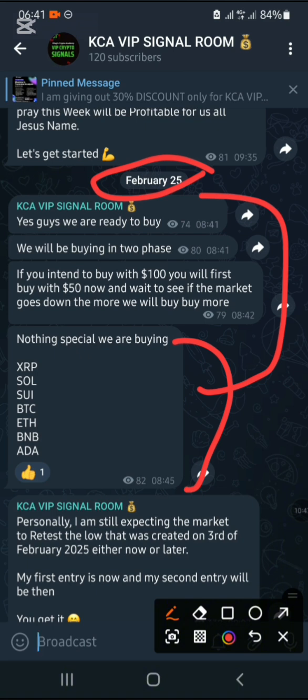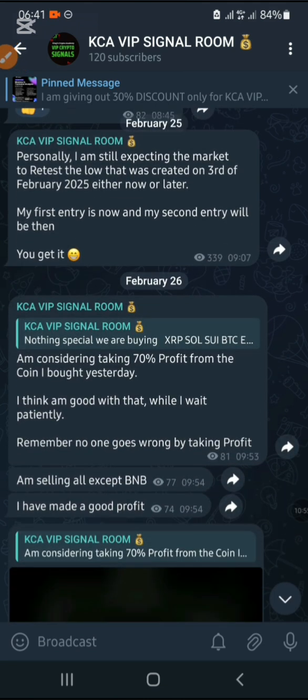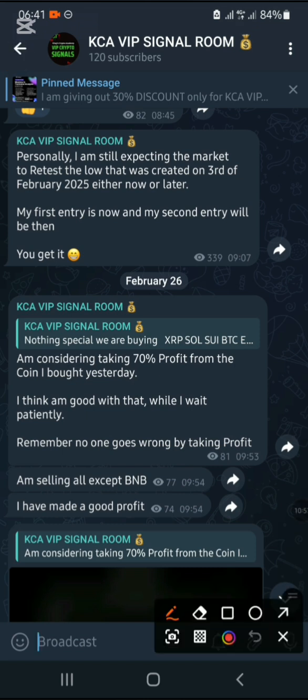So these, XRP as well, SUI, BTC, and virtually all of them did excellently well. And they pumped massively. Personally, I'm expecting the market to retest the low. And see here, I'm telling them already, this is February 26th, you can see them here, telling them I'm considering taking profits. That means it's absolutely in profit on the coin we bought earlier, yesterday. I think I'm good with that while we wait. Remember, no one goes wrong by taking profits. I'm still expecting BTC. I'm selling all BNB. I've made good profit already.